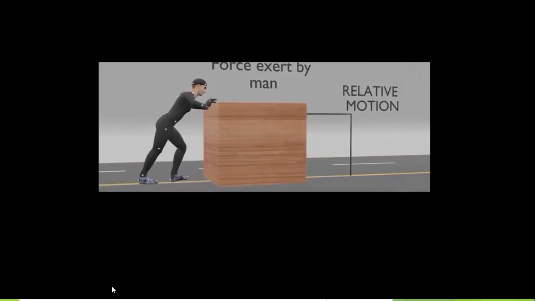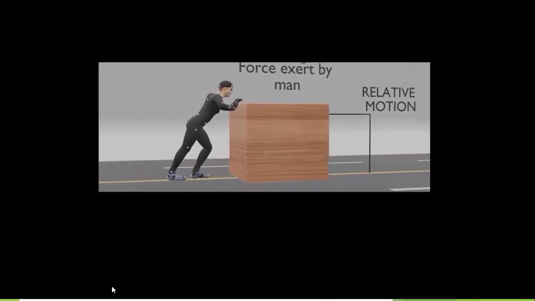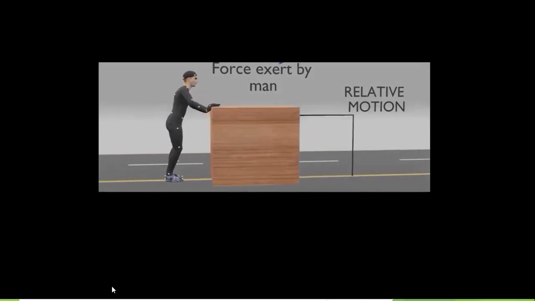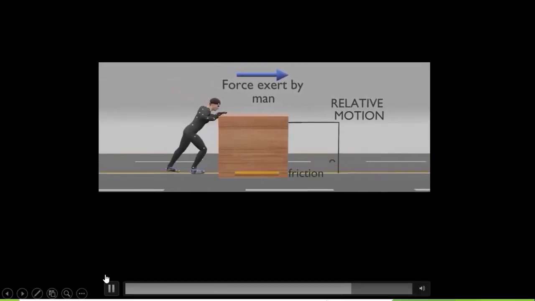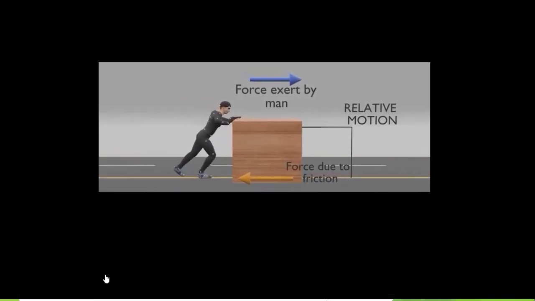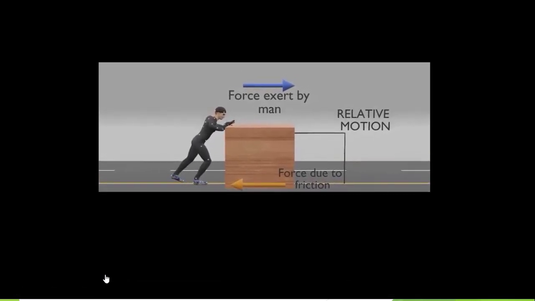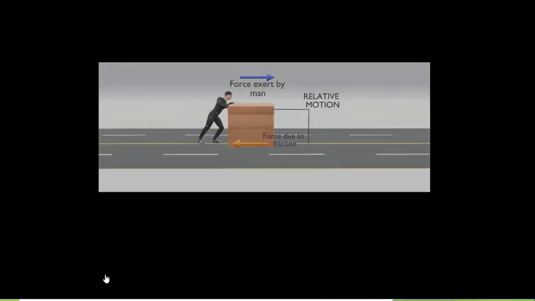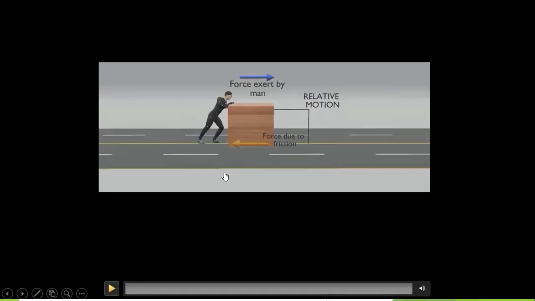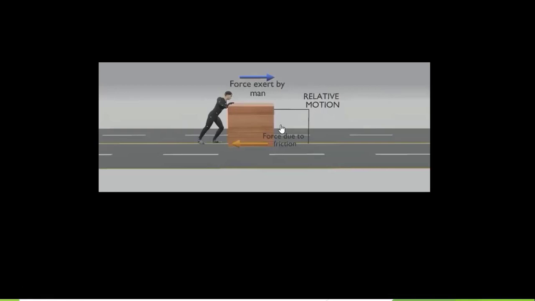Then the relative motion, you can check that. And as you follow through, you realize that as this particular man is pushing, or exerting the force, we have another force down there, the force due to friction, that is opposing the motion. So that illustrates the frictional force that we are talking about.